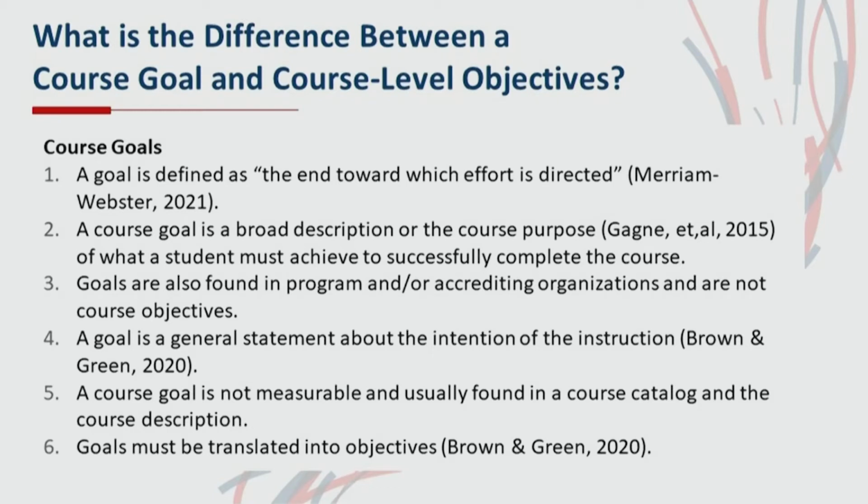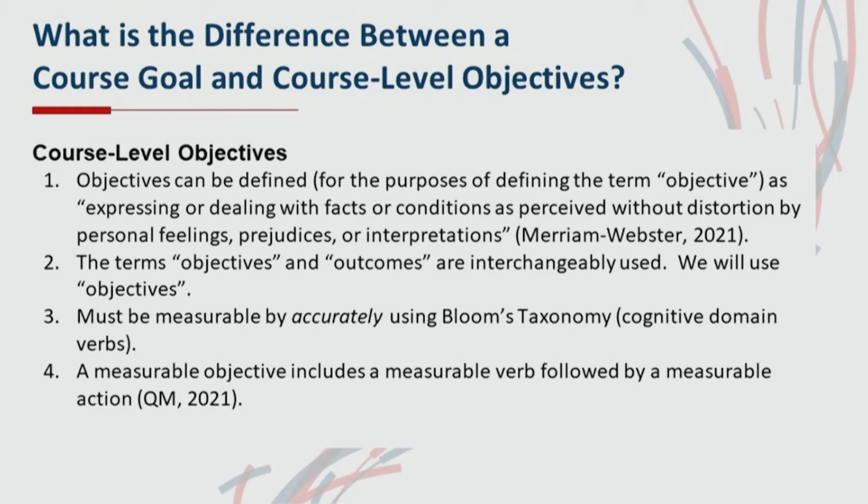Now, the good thing about course goals is that you can translate them into objectives. And it's usually a little bit of work, but you can make them measurable and make them into something that is concrete. Let's look at a course level objective. Again, with objectives you're dealing with facts or conditions, and you have to perceive them without distorting them by personal feeling, prejudice, or interpretations. They are what they are. The terms objective and outcomes, we see that used interchangeably a lot when I'm reviewing courses from other institutions. They either use objectives or outcomes.